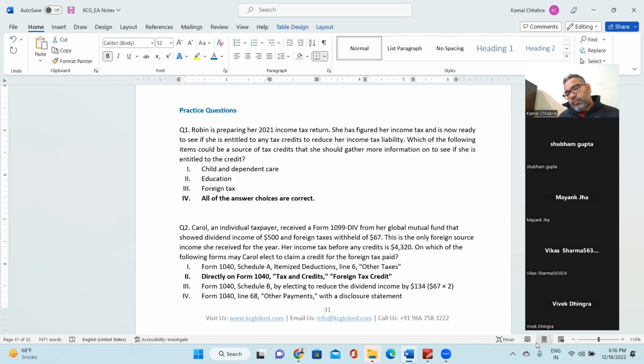Option 4. Why? Because tax credit is available for child and dependent care, education expenses, as well as foreign taxes paid. So simple answer. Yep. Mayank, Rajat, Vivek, Sachin. Got it? Yes, sir.